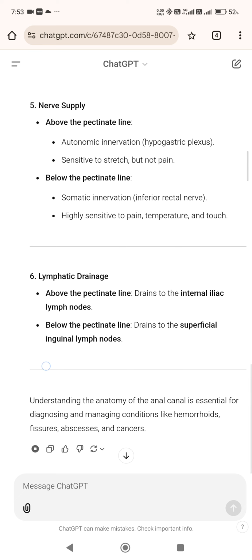6. Lymphatic drainage. Above the pectinate line, drains to the internal iliac lymph nodes. Below the pectinate line, drains to the superficial inguinal lymph nodes. Understanding the anatomy of the anal canal is essential for diagnosing and managing conditions like hemorrhoids, fissures, abscesses, and cancers.